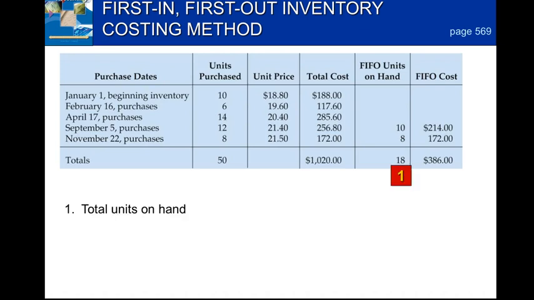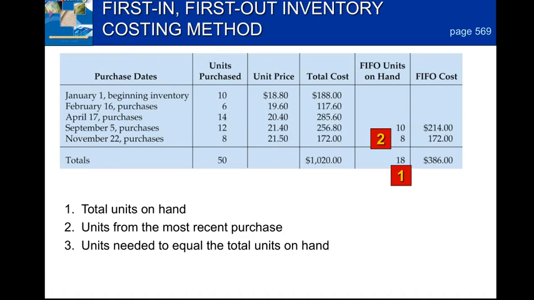So we have the total units on hand. That's usually given to you, okay? And then we do the units from the most recent purchases because first in is the first out. So we're going to assume that the purchases from January, February, and April are going to be out. We're going to use the inventory from the last ones because the first that comes in goes out. So units needed to equal the total units on hand. So we're just going to go back however many months or purchases to equal this number.